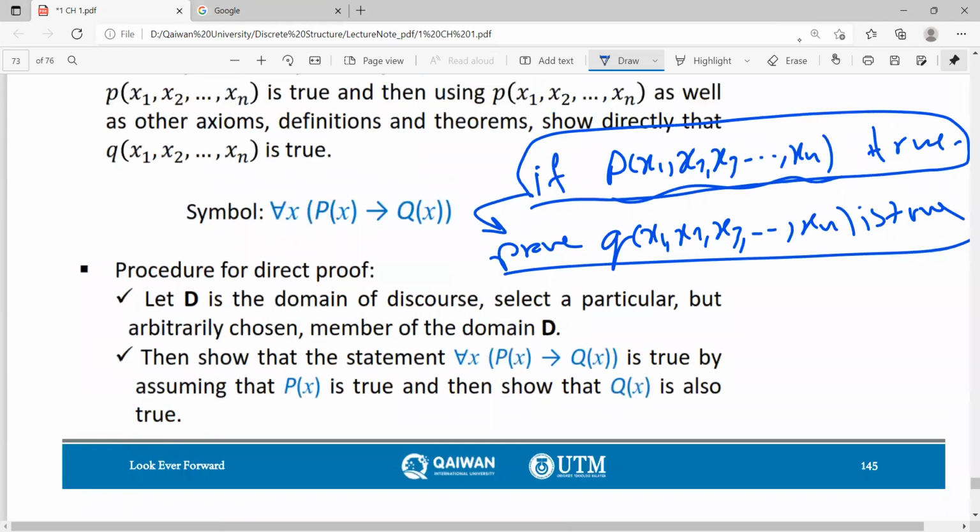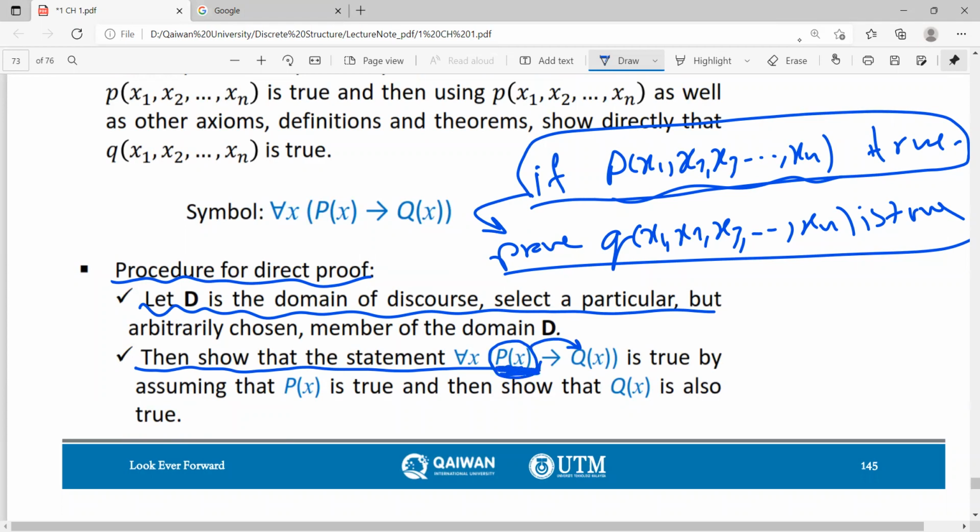But let's talk about this first. Here is the procedure of the direct proof. We let D be the domain of the discourse, and we show the statement: for all x, if p of x, then q of x. That means if p of x is true, we are going to prove that q of x is true also. We let p of x, which is the given, be true, and we prove that q of x, which is the required part, is true also. So we just need to prove that q of x is true.